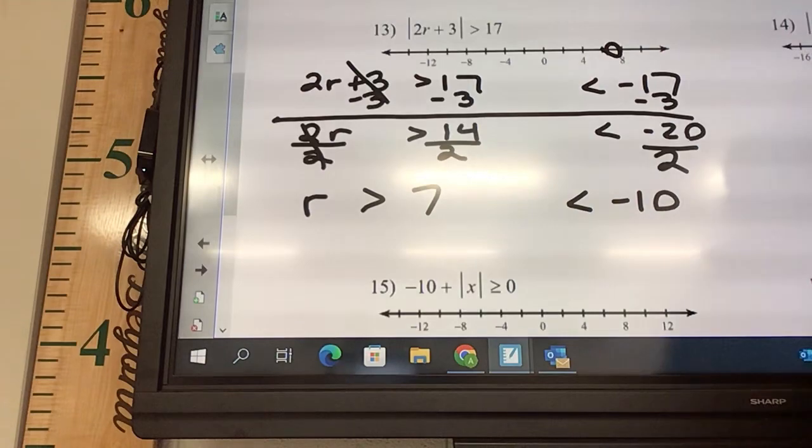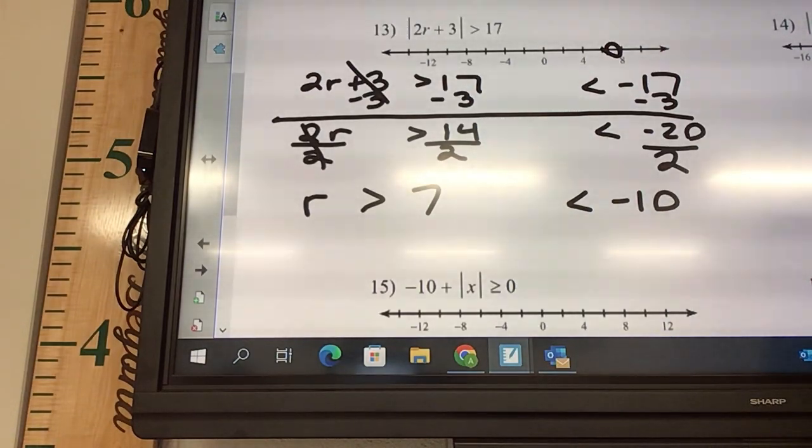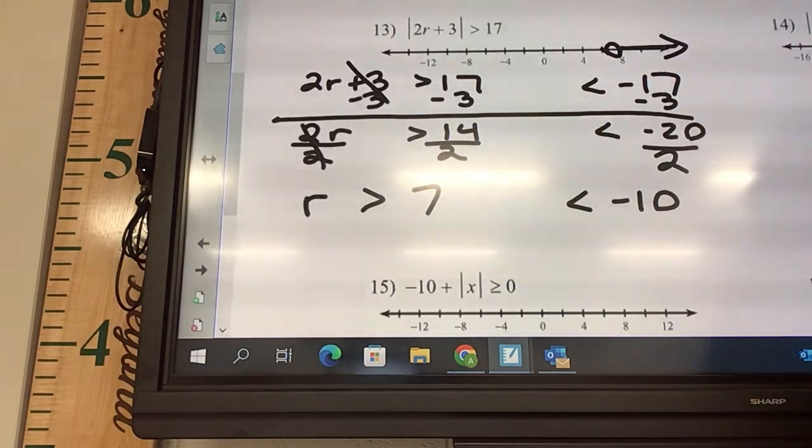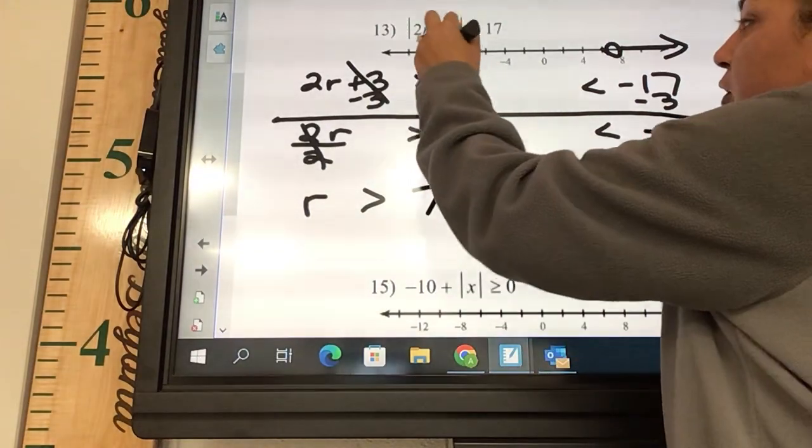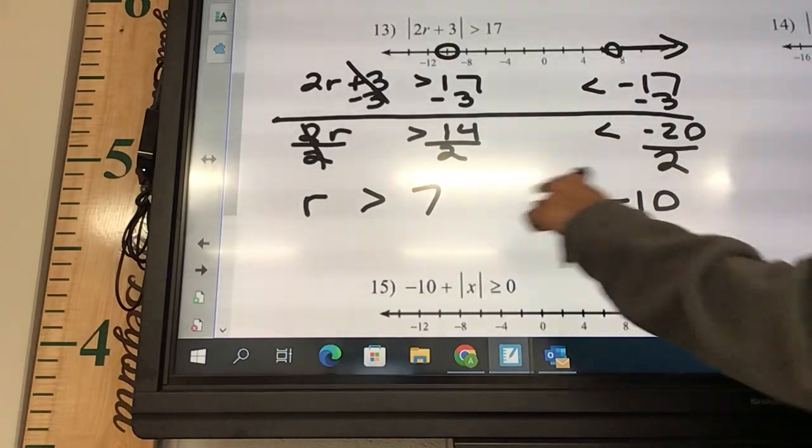Open. R is what? Greater. So if this one's pointed out, which way should the other one be going? The other way, okay? They should both be pointed outwards. So the negative 10 is going to be open. And it says R is smaller.